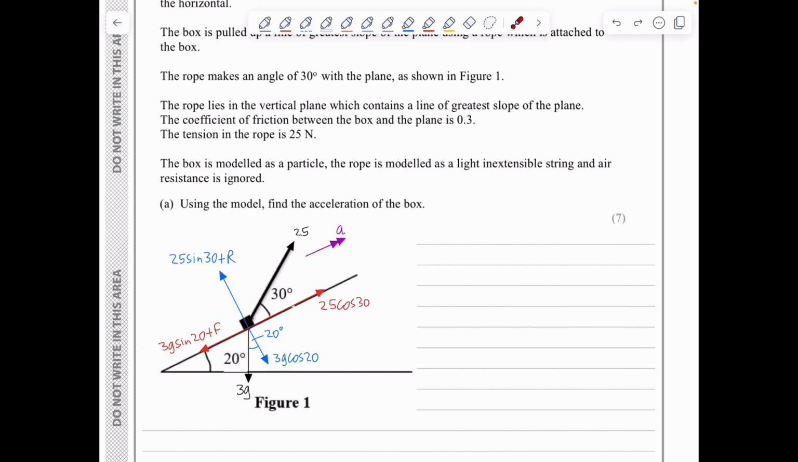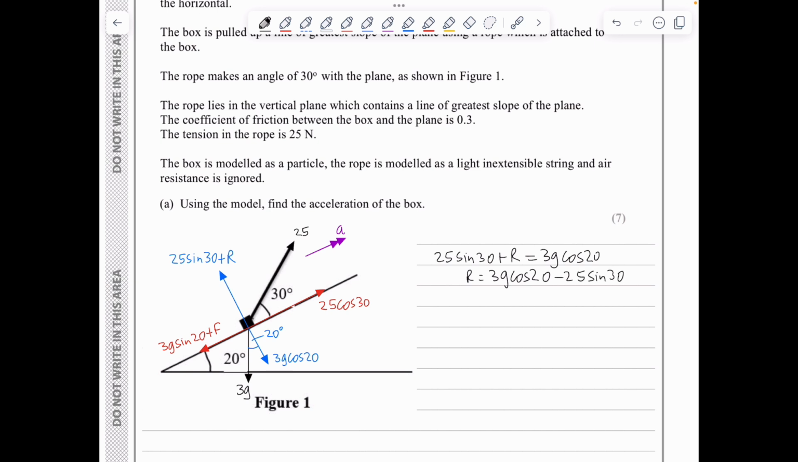So we will start by considering the perpendicular forces. So we have that 25 sine 30 plus the reaction R must be equal to 3g cos 20. So this means that R must be 3g cos 20 minus 25 sine 30. I'm not going to use my calculator yet. I will keep it as exact.